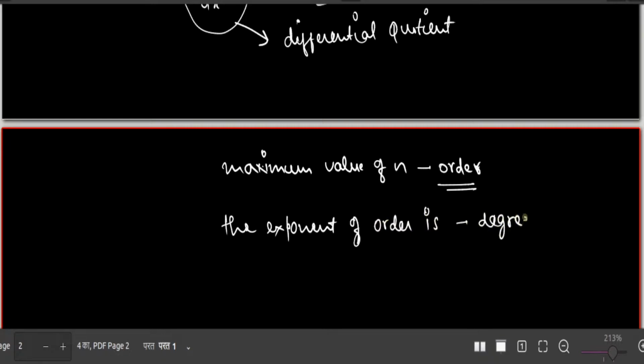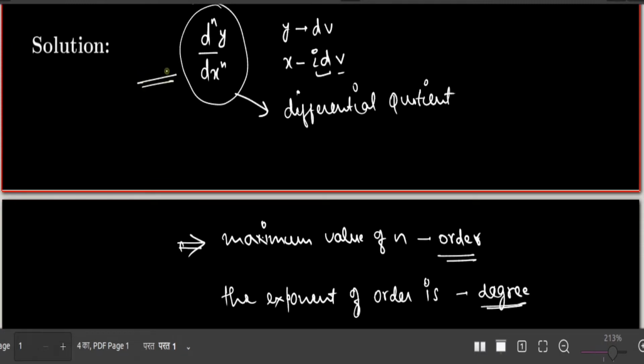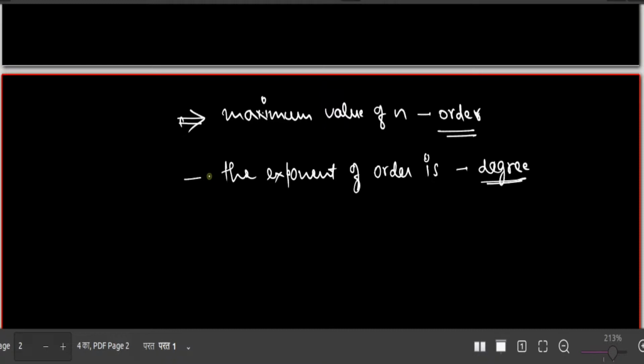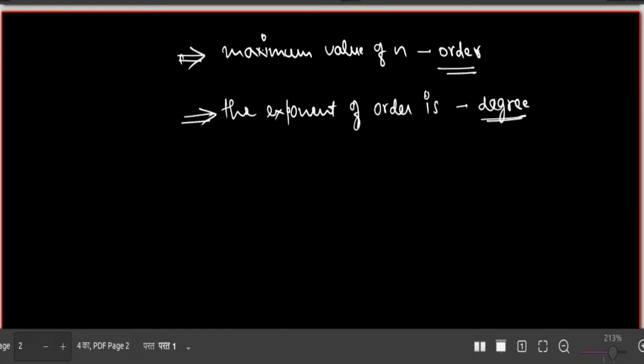Okay, if these two terms are clear, then we can proceed on with defining the linear differential equation, or understanding the definition of the linear differential equation. So what is order? The highest order derivative present in any differential equation is the order, and degree is the exponent of the order term. Okay, so for example, let's do an example to understand it better.